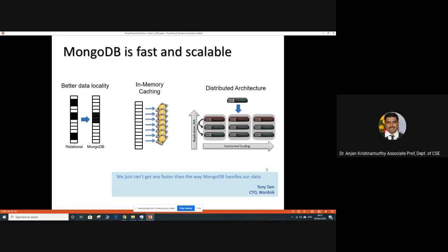So a very important statement was released by Tony Tam, CTO of Wordnik, that we just cannot get any faster than the way MongoDB handles the data. People have appreciated the way in which data is handled in MongoDB. Remember, a very important thing: under the CAP theorem, MongoDB is a CP database. It is not an AP database. That is, it enhances consistency, and it also ensures partition tolerance at the same time.